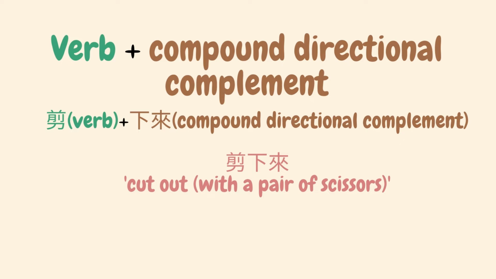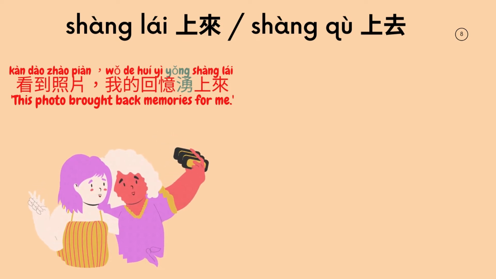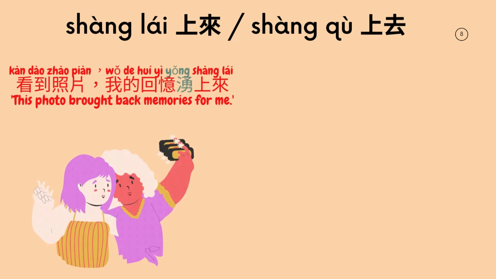For example, 剪 is a verb that means to cut with a pair of scissors. 下来 is a compound direction complement that shows the result of the verb. 剪 plus 下来, 剪下来, means to cut out. In the following sections, we'll go over the 6 pairs of compound direction complements and how they are used with a preceding verb. The first 2 combinations of a verb of manner and a complement of direction are 上来 上去.